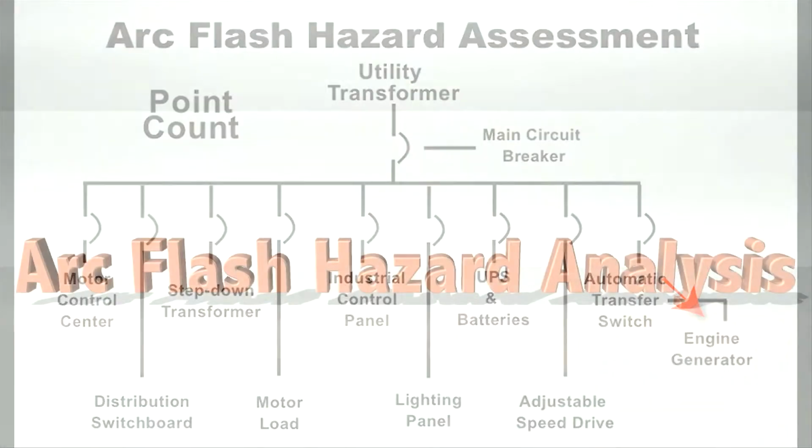Data collection. Data collection is the second step in the arc flash hazard analysis and refers to the gathering of all the information needed to make the calculations. This is a very detailed process, but is crucial to the accuracy of the entire analysis.